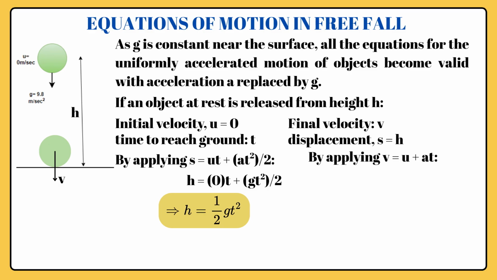Next, let us use v is equal to u plus at. u is 0 and a is g. So that gives us v is equal to gt. This is the relation between final velocity and the time taken to reach the ground.